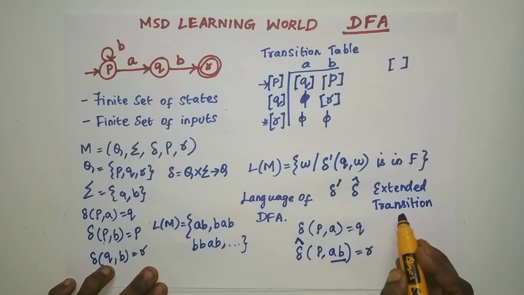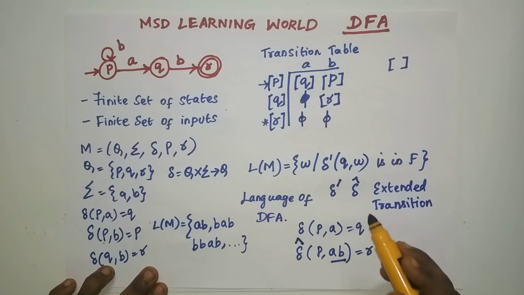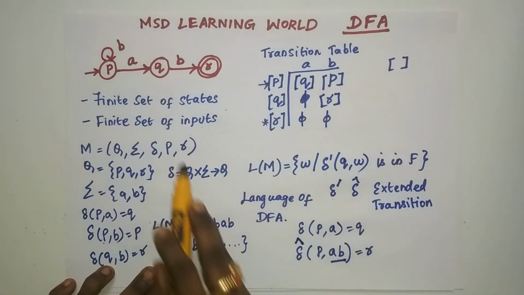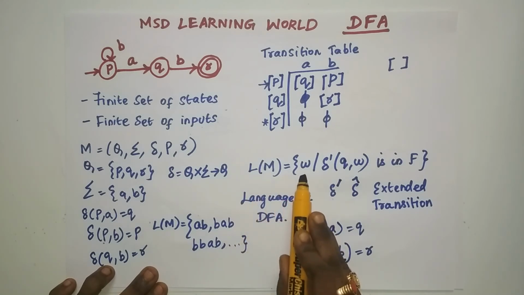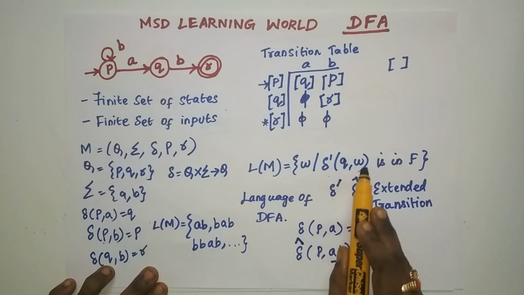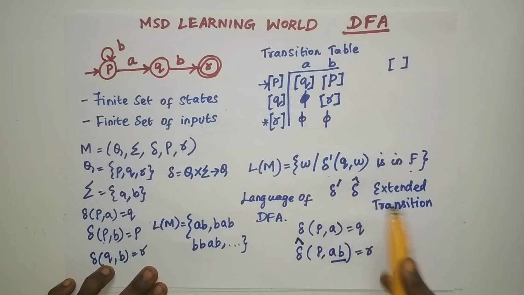So the extended transition function will take strings to process the input and to check whether the strings are reaching the final state or not. So the language is the set of all strings accepted by the machine. So the language of the machine DFA is the set of all strings W, where the extended transition function of the initial state comma W is in F. Then they are all the language of the machine DFA.